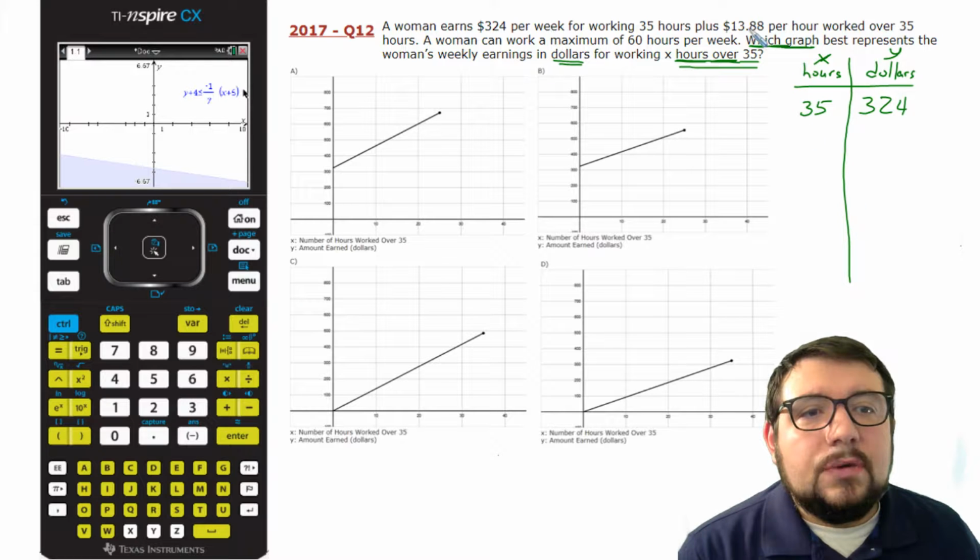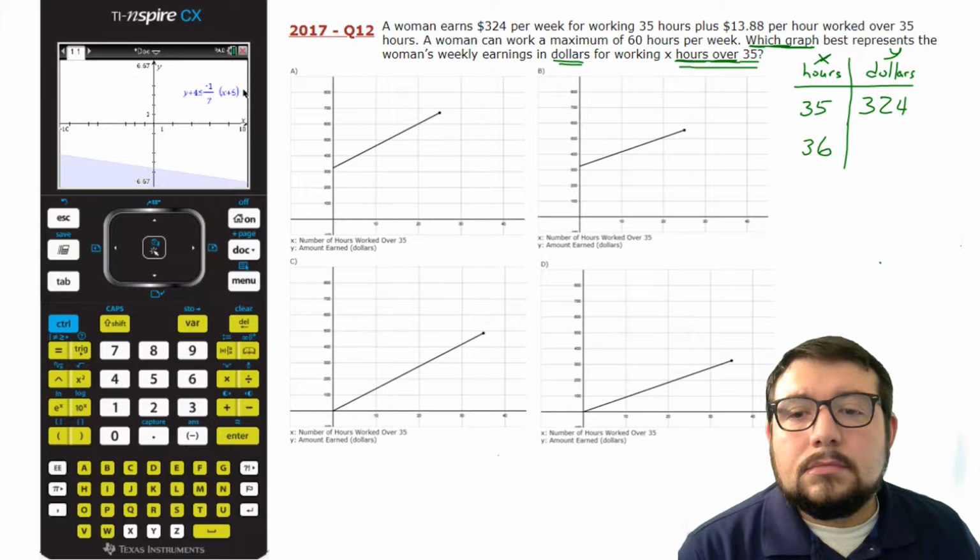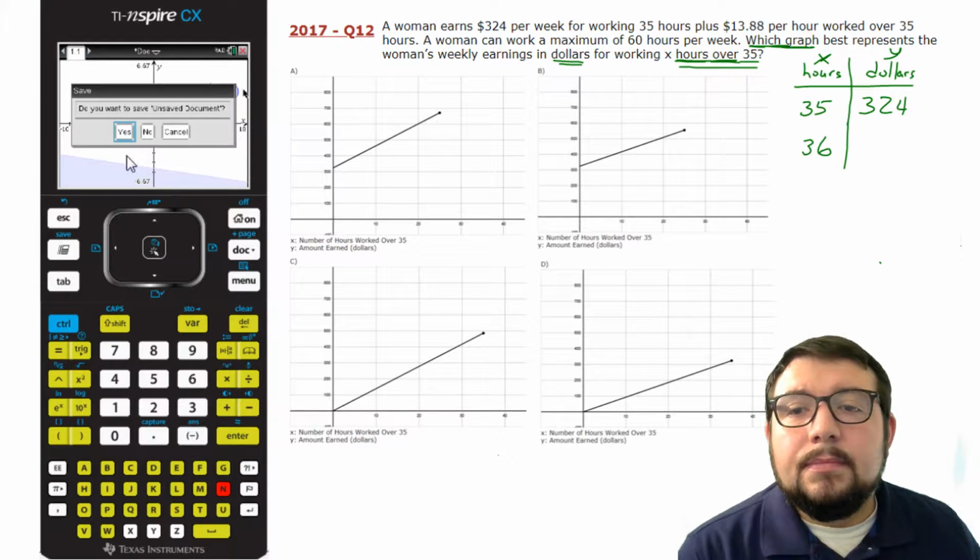Then it says that she gets an extra $13.88 for every hour she works over 35 hours. So let's say she works 36 hours. She's going to get the $324. So let's go to the calculator so I can show you what that looks like.